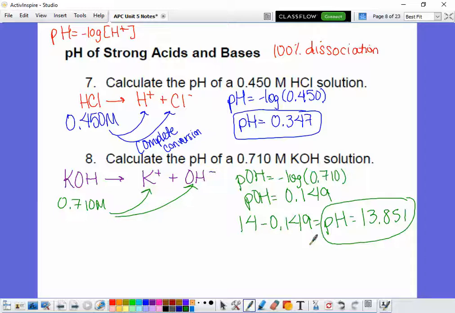In first year chem, that's probably what you had to do in terms of finding pH of acids and bases. It was always strong. Depending upon where you took first year chem, you probably didn't talk much about weak acids and weak bases, other than if it's not strong, it's weak. Well, this year we're going more in depth. So let's talk about some weak acids and weak bases.